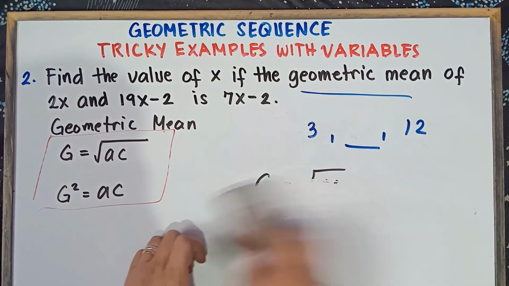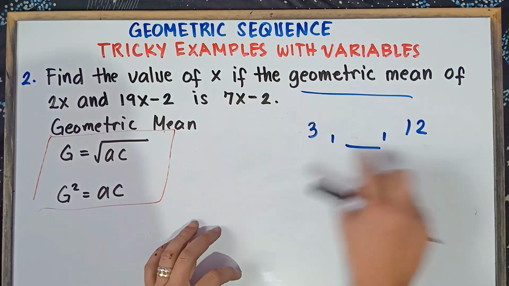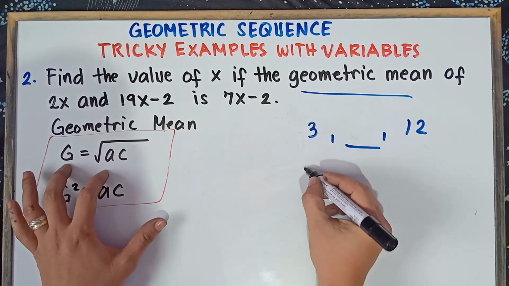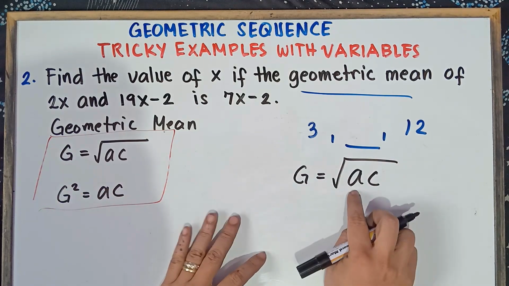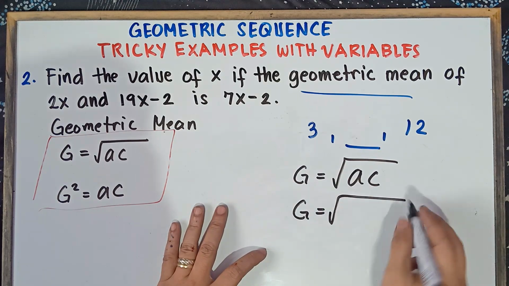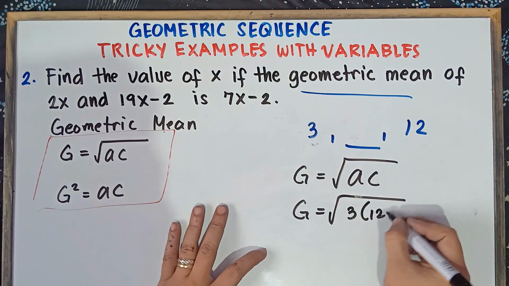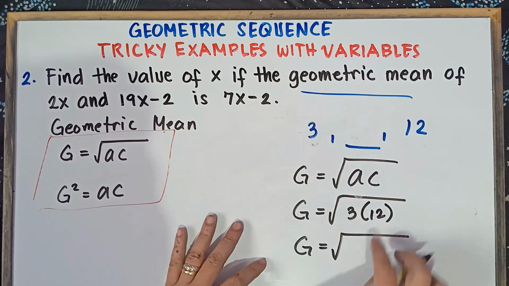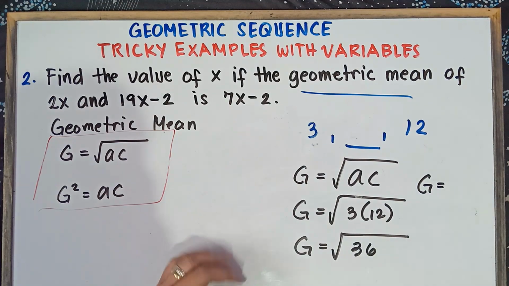Alright, so therefore, to find this middle number, the mean of these two numbers, to find the geometric mean, simply use this formula. The geometric mean is equal to the square root of AC. So that will be the first term multiplied by the third term. So G equals the square root of, our first term is 3, our third term is 12. So 3 times 12. G is equal to the square root of 3 times 12. That would be 36. So G is equal to the square root of 36.